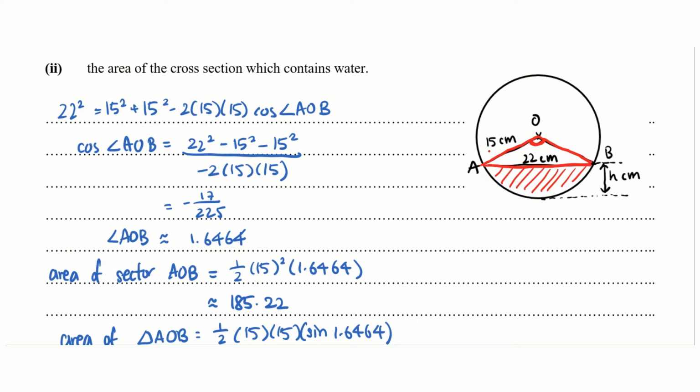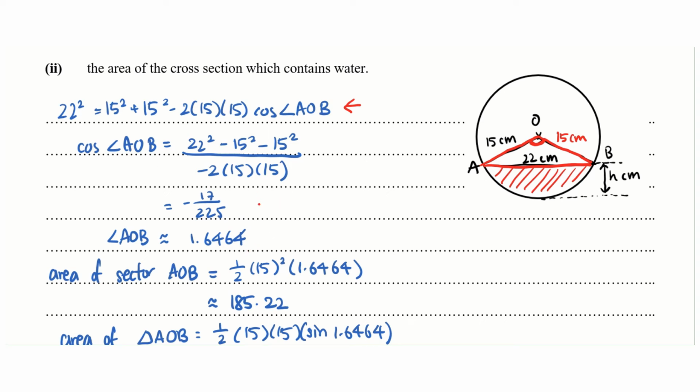We are aware that OA is 15 cm and AB is 22 cm. What about OB? As mentioned previously in part 1, we know that it is 15 cm. So now that we have the three sides of the triangle, I can apply the cosine rule to find angle AOB, which is what I've done over here. Then doing some manipulation, I find that cosine of angle AOB is negative 17 over 225, and that means angle AOB is about 1.6464 in radians.